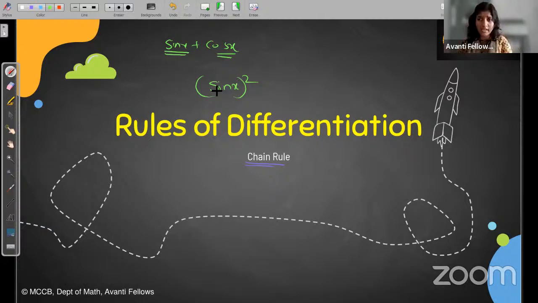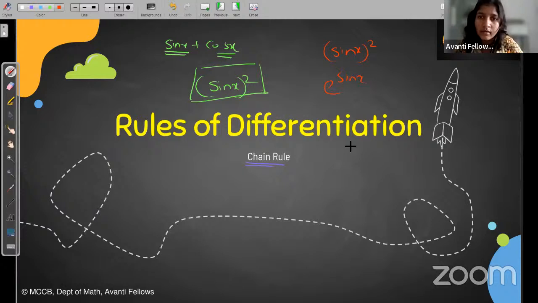So before going ahead with the chain rule, first we should know what these functions are known as, like sin x to the power 2. These functions are of the form like sin x to the power 2, e raised to sin x, and I can say log of x squared. So just observe these three functions. You can find something here.